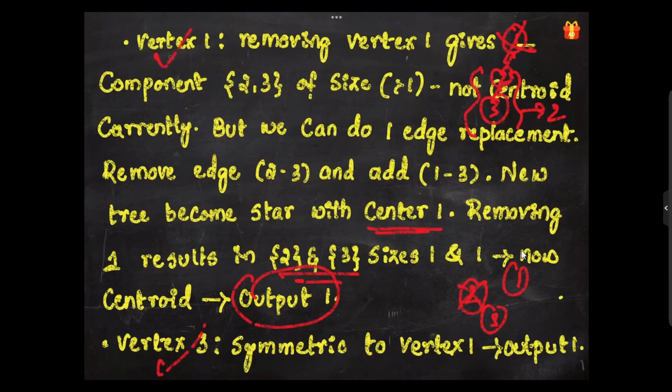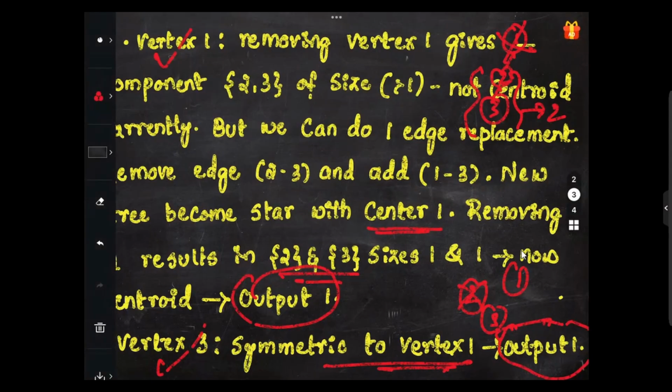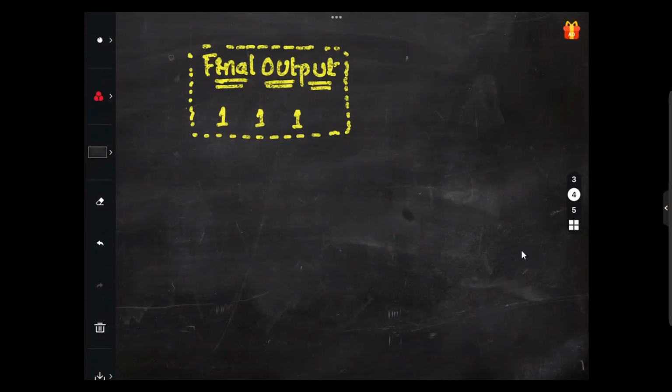Now let's move on with vertex 3. This is symmetric to vertex 1, so the output remains the same. You can just check here: if we remove vertex 3, we get 1, 2. So this is symmetric to vertex 1, and we can directly consider 1, right? So this is fine. The final output that we got here is 1, 1 and 1 respectively.